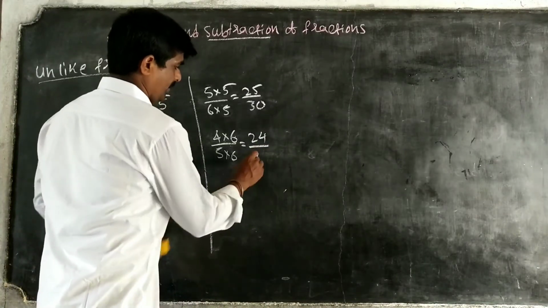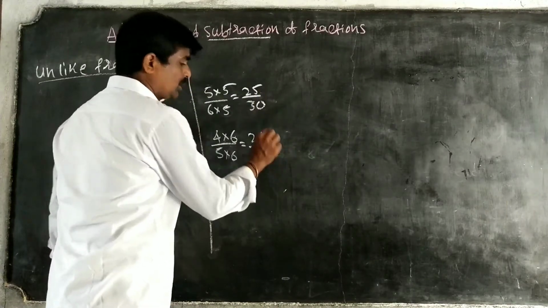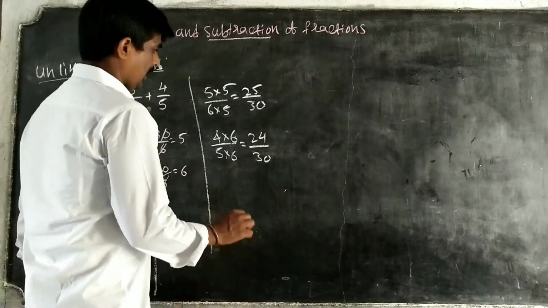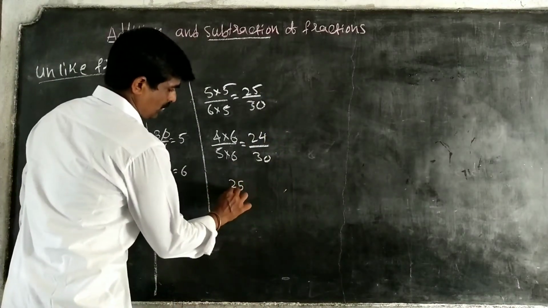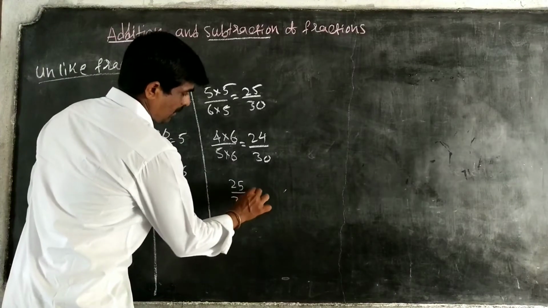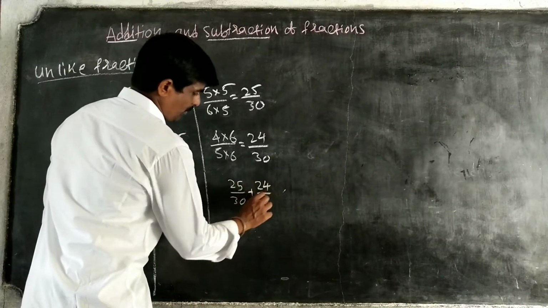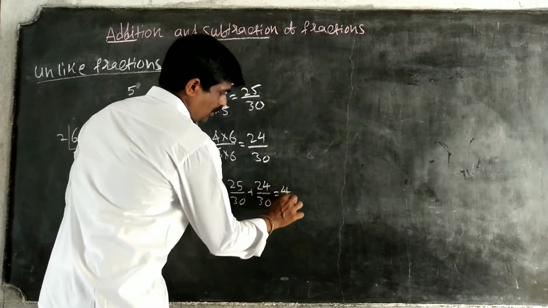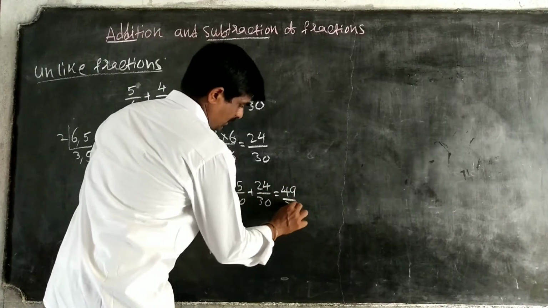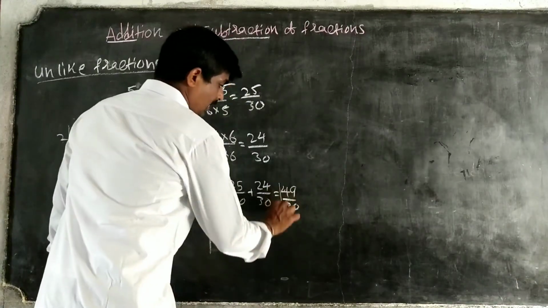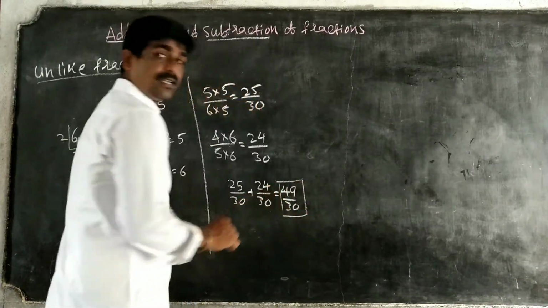Now both are like fractions. That is equal to 24 by 30 plus 25 by 30, that is equal to 49 by 30. Okay, this is addition of unlike fractions.